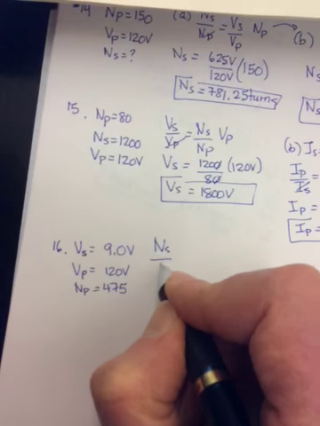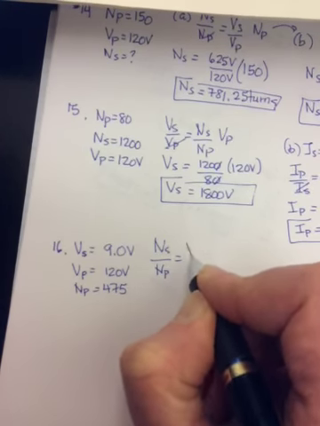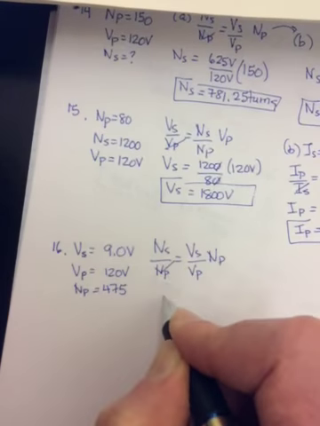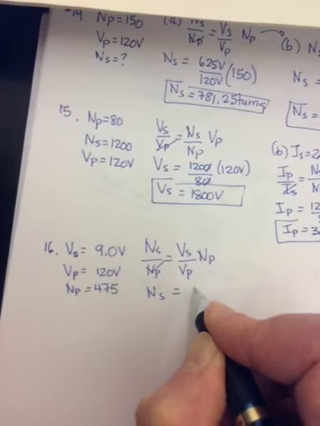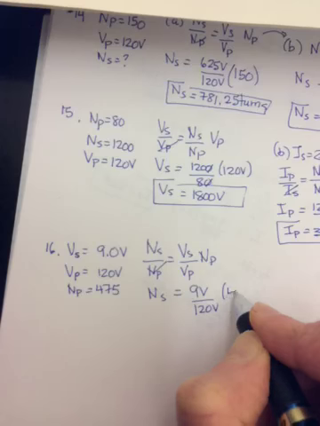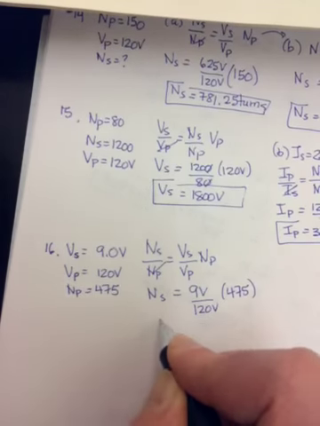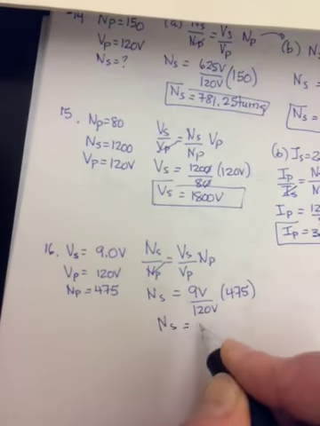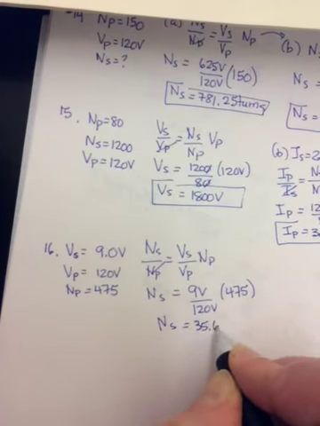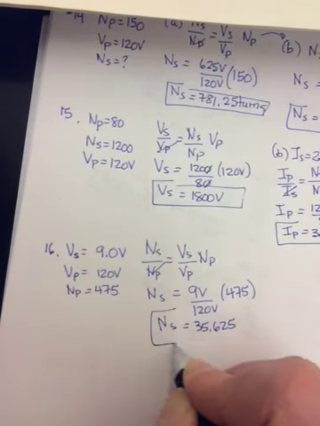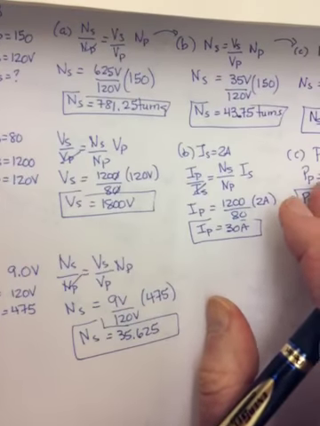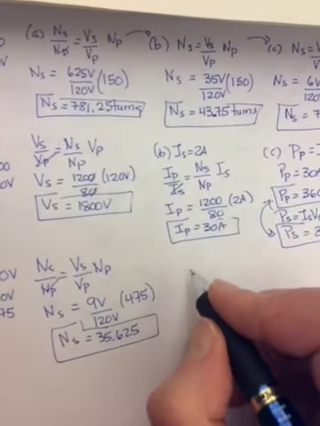So N secondary over N primary equals V secondary over V primary. Bring the N primary up. N secondary equals 9 volts over 120 volts times 475 turns. And when you do this, you should get 35.625 turns. Okay? There's a B part that says 125 milliamps.